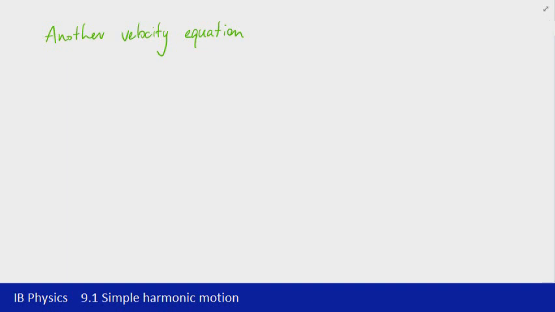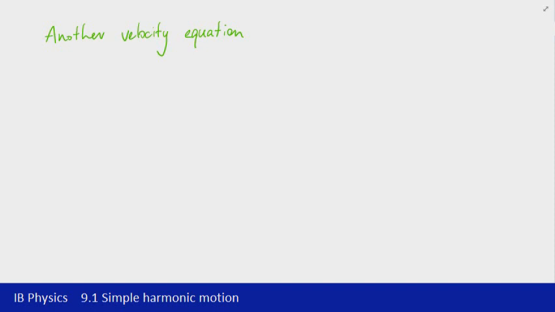So far in our study of simple harmonic motion, we've been looking at equations that involve time. We're now going to look at an equation for velocity where we don't actually need to know the time throughout the period that we're looking at. We only need to know the displacement as well as the angular frequency and the amplitude.